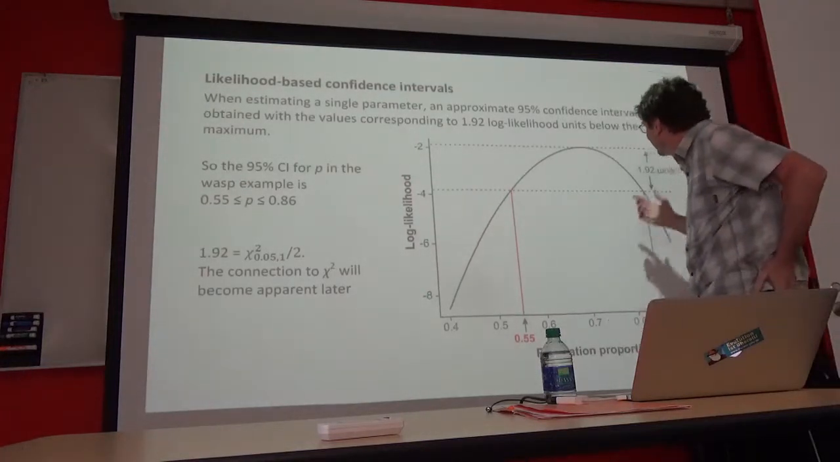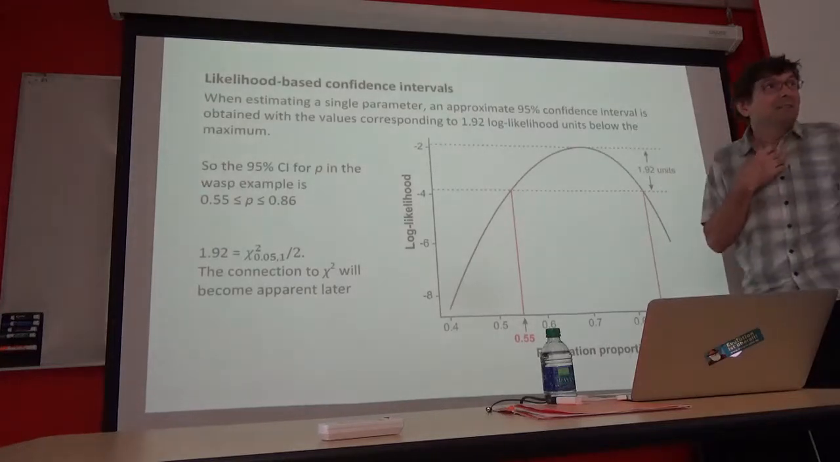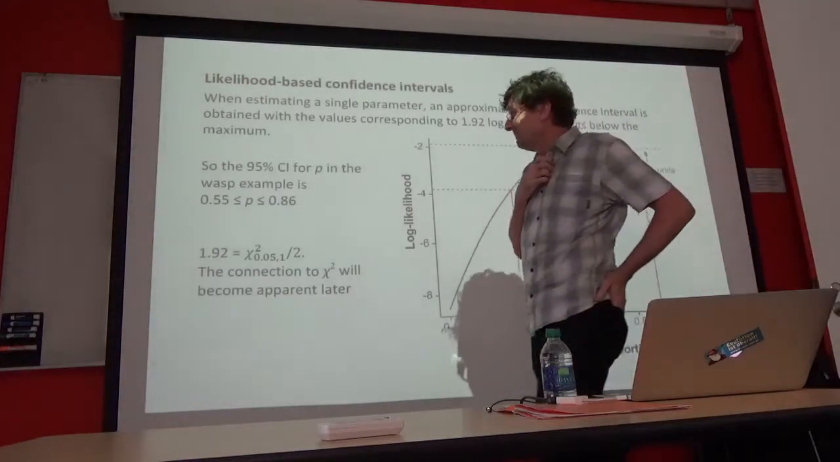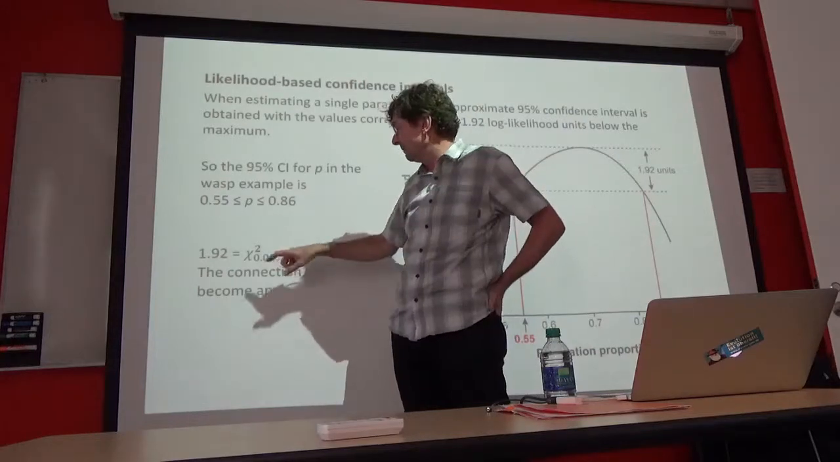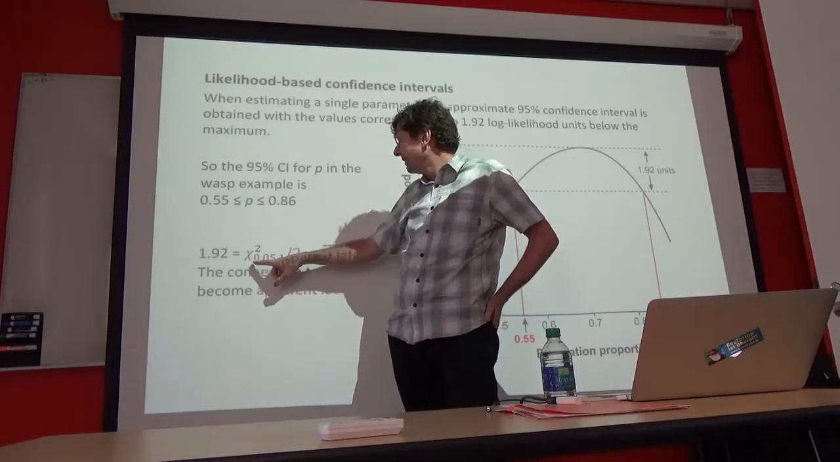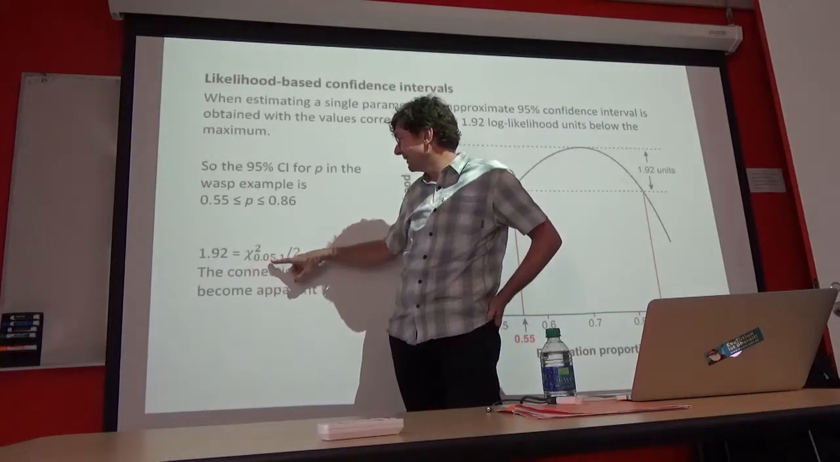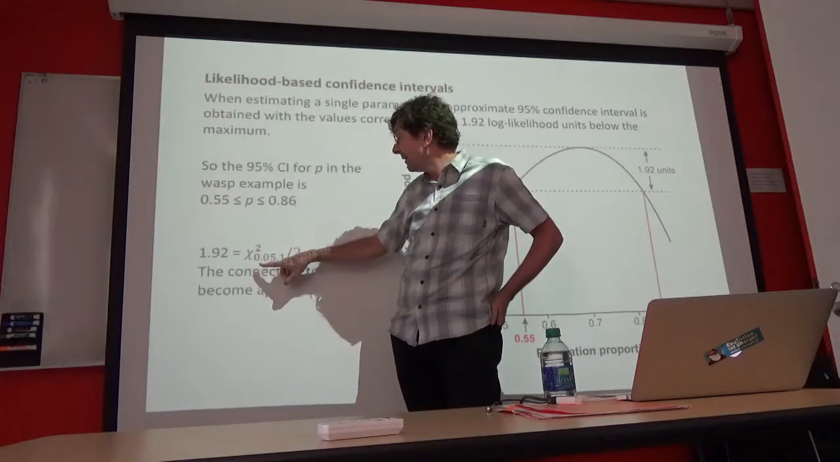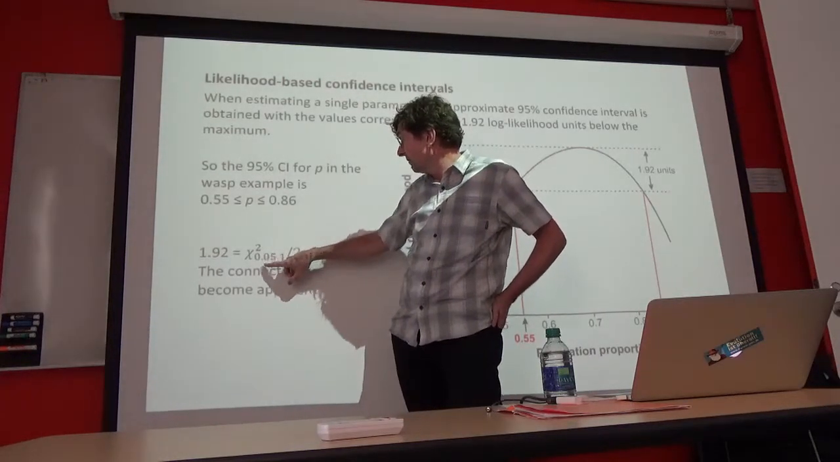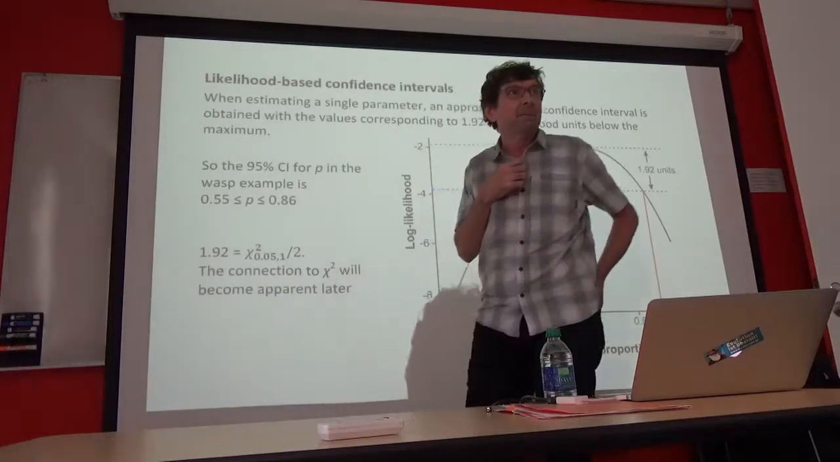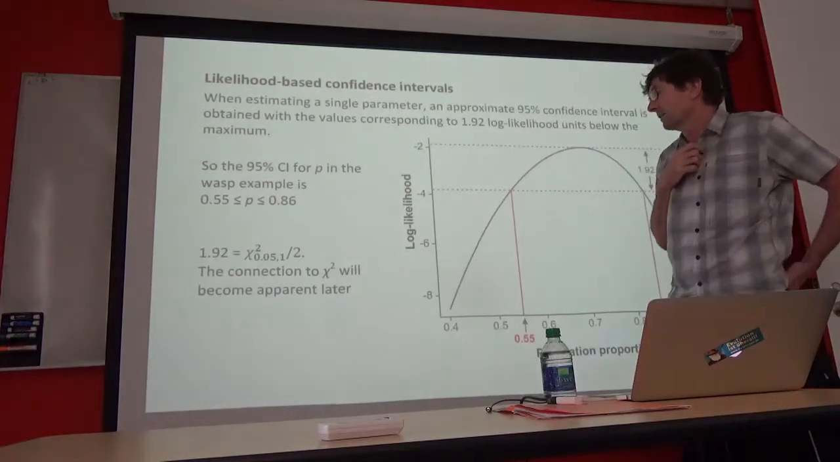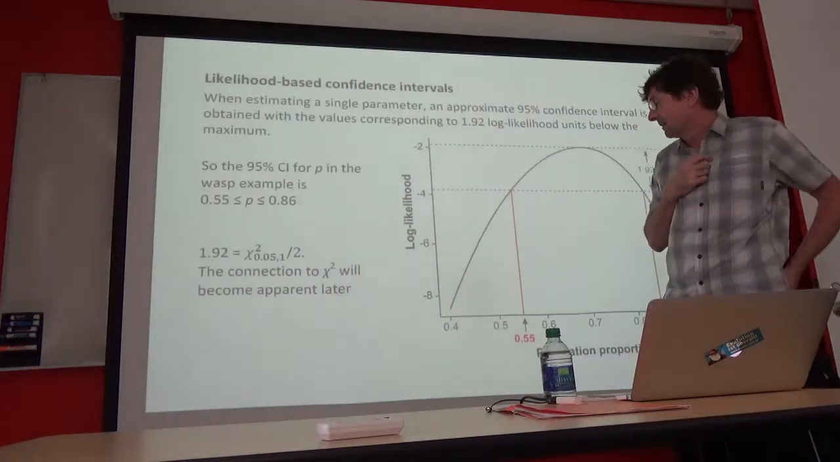Now, where does magic 1.92 actually come from? It seems pretty random. Well, it's not random. It's one half the chi-square statistic associated with an area under the curve of 0.05 and a single degree of freedom. And the connection will become clear a little later on in the lecture.